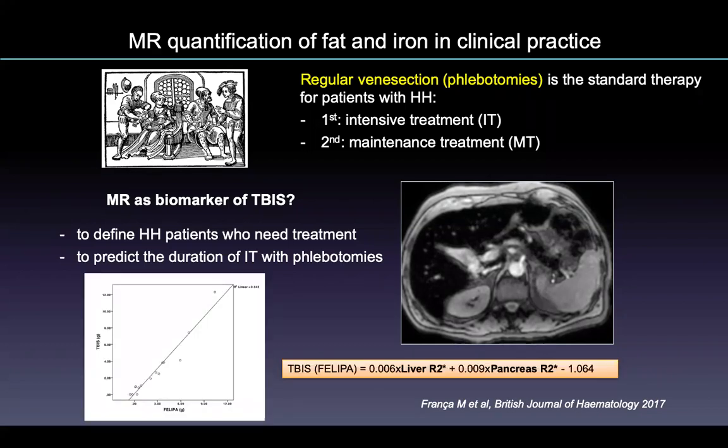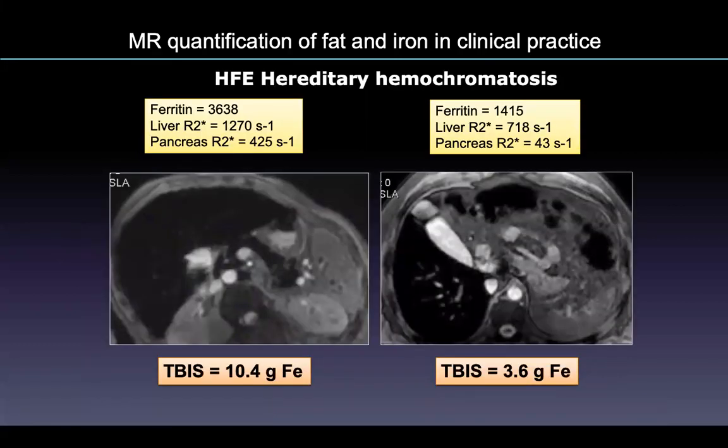And in a small cohort of patients, we found that liver R2 measurements and pancreas R2 measurements were very good predictors of total body iron stores. And of course, these are preliminary results, but are very promising.